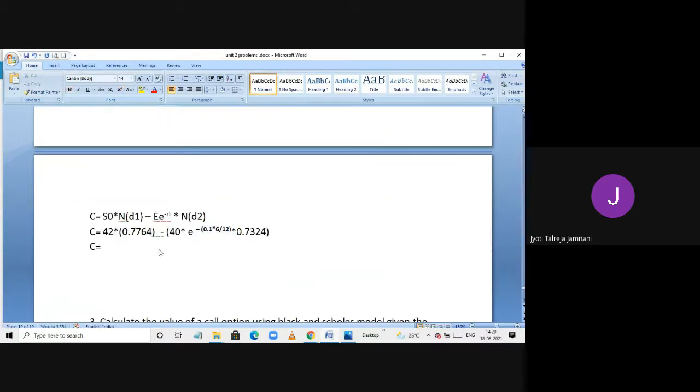So first you multiply 42 into 0.7764, 32.6088, minus, now this E raised to we have to do. Ma'am, it's 38.049. The E raised to value you're telling, no? Ma'am, after multiplying with 40, ma'am. Then this you have to multiply with ND2, which is 0.7324. See how much you get. 27.866.